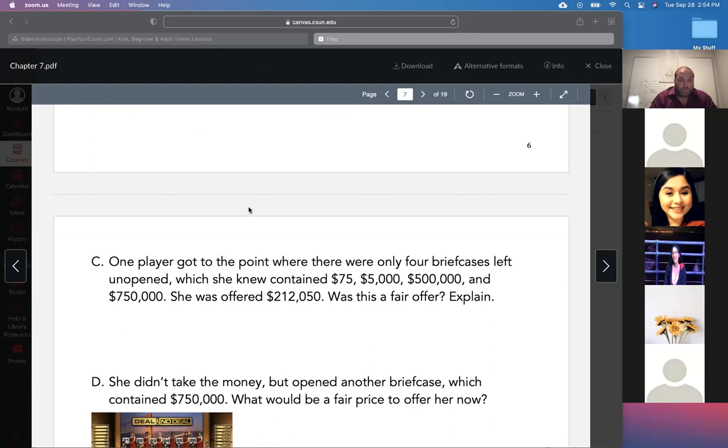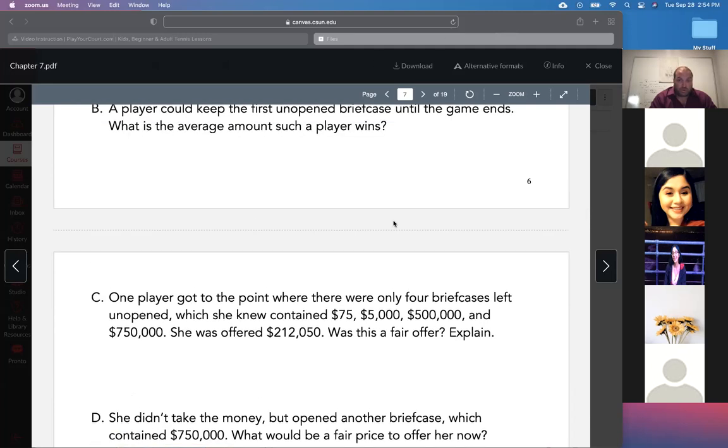Now, one player got to the point where there were only 4 briefcases left unopened. They were $75, $5,000, $500,000, and $750,000. And the people who run the game said, you know what? We're worried that you might have the 500,000 or the 750,000. So we're going to offer you, if you want right now, $212,050. Take it or keep playing.